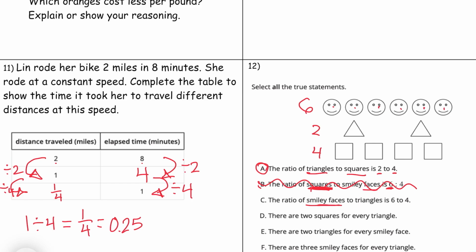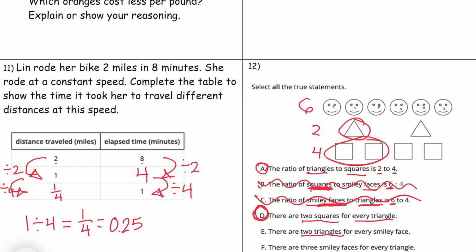C, the ratio of smiley faces to triangles. So smiley faces should be 6, triangles should be 2. But smiley faces say 6 and triangles say 4, so that does not work. D, there are 2 squares for every triangle. So when there's 2 squares for every 1 triangle, yes, that's if I cut the ratio in half or divide it by 2.